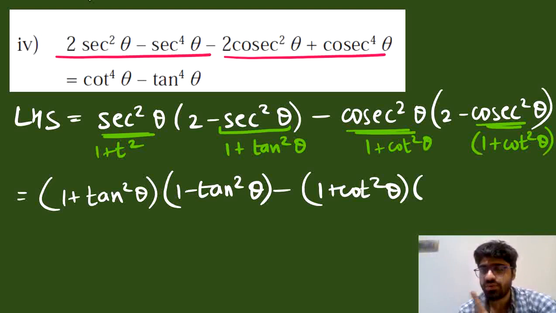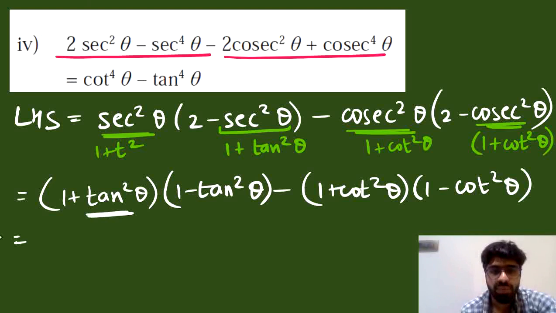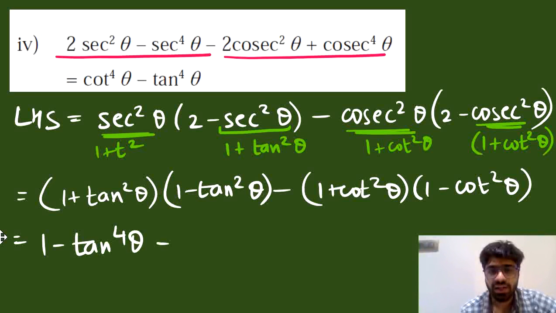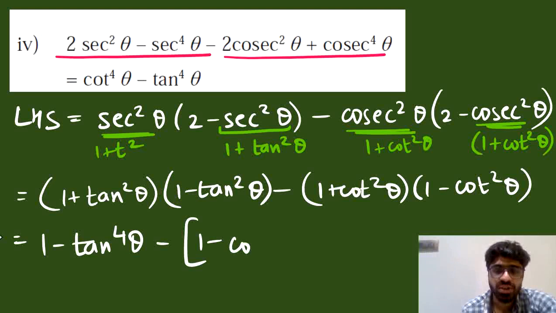Expand the bracket here, that would be 2 minus 1 minus cot square theta, that is 1 minus cot square theta. And finally this is like a plus b into a minus b. That would give you 1 minus tan power 4 theta minus, again here it is a plus b into a minus b. Keep those terms in the bracket only, because after that we will be opening up the bracket along with the minus sign. So this would be a square minus b square, that is 1 minus square of cot square theta, which is cot power 4 theta.